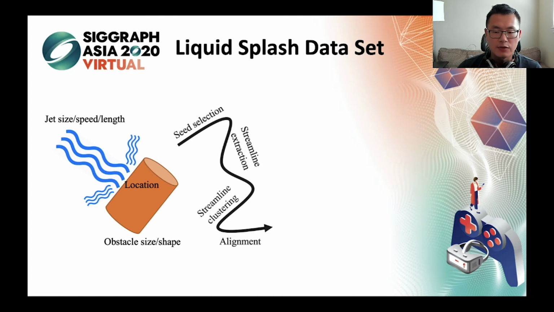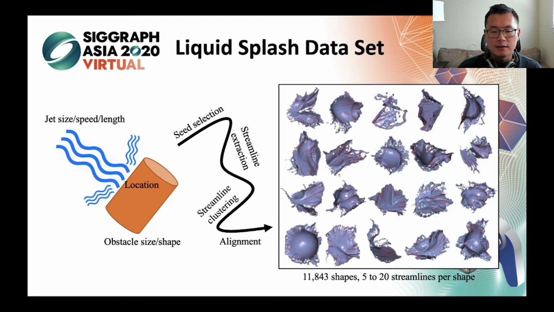After we collect those raw shapes, we perform a series of operations to extract the streamlines and to align the data. In the end, we create a database with more than 10,000 splash shapes, and every shape contains 5 to 20 streamlines, as you can see some of them here.